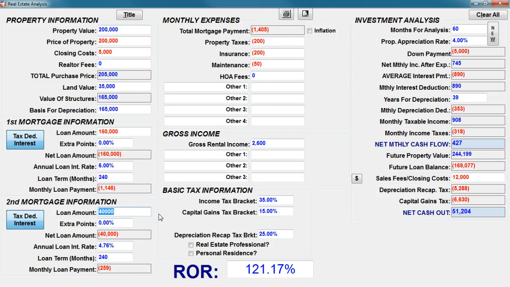So there's Real Estate Investing 101. Use other people's money, take your return from 26% to 121%.